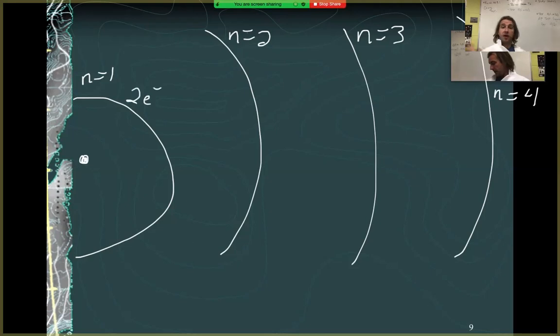That's the 2n squared again, remember? In the second energy level, we can have a total of 8 electrons. In the third energy level, we can have 18 electrons. 4 squared, 4 times 4 is 16 times 2 is 32 electrons in the fourth energy level, and so on. You can go further than 4. We're just going to stick with 4 for now for space purposes.